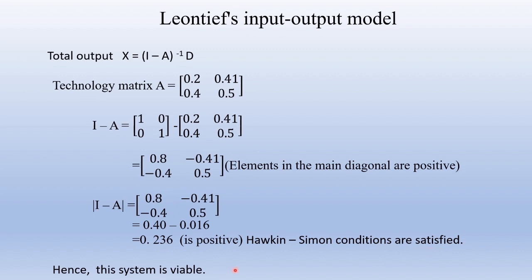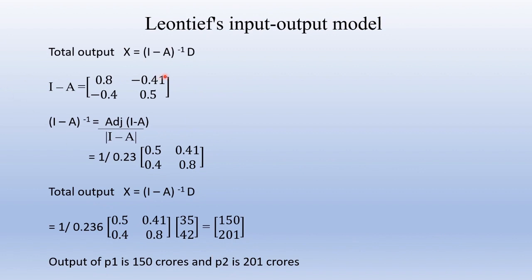To get total output, we need to find I minus A inverse. I minus A inverse is adjoint matrix divided by determinant of I minus A. Adjoint matrix is transpose of cofactors. Shortcut to calculate transpose of cofactors is interchanging the elements in the main diagonal and changing the signs of elements in off diagonal. Like this.